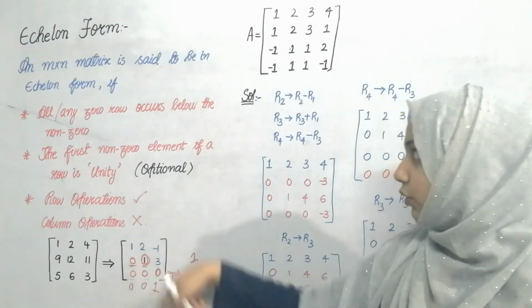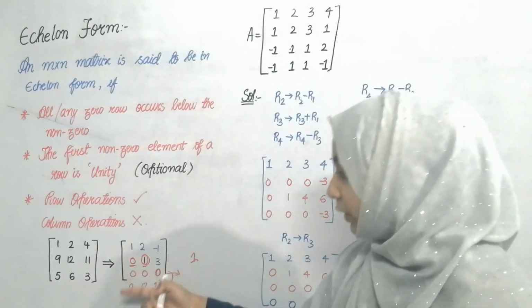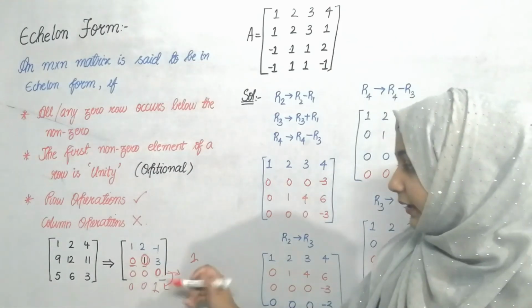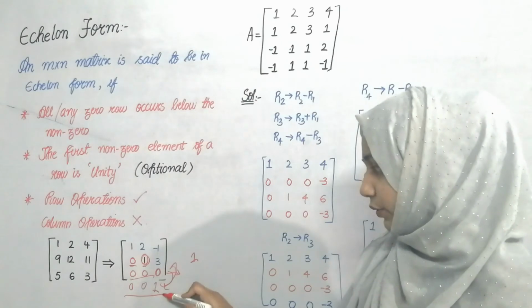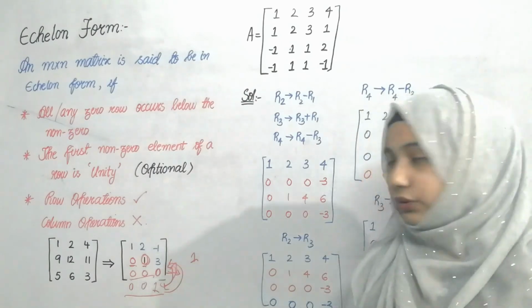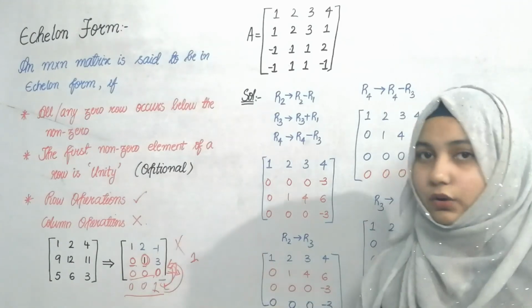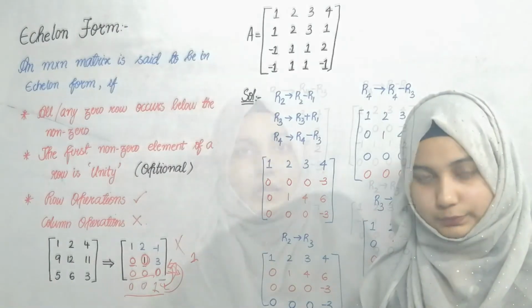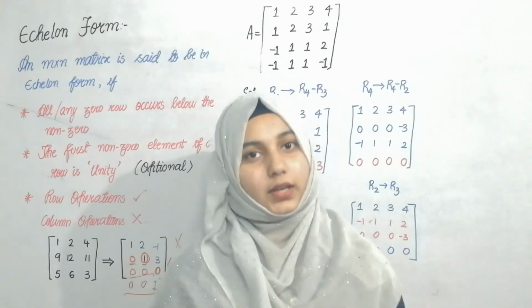Now this is not in echelon form. Why? Because here, if you see, the zero row should be below the non-zero row. Here it is the opposite. This zero row is above a non-zero row. This is a non-zero row, and above it you have a zero row, right? It is opposite. So I'll say that this is not in echelon form. Getting clear? Suppose you are given a question and you are asked to find the rank using echelon form.